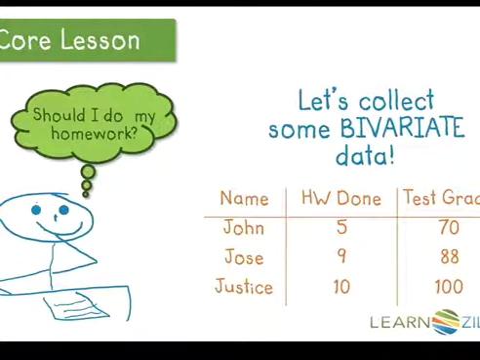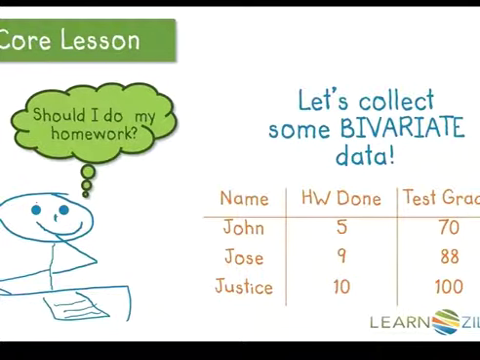Here, we have talked to a group of students and asked each student how many homework assignments they completed out of the 10 that were assigned and what they made on their test grade. This is just a sample of what we collected. We can see that John completed 5 out of the 10 homework assignments and made a 70 on his test.